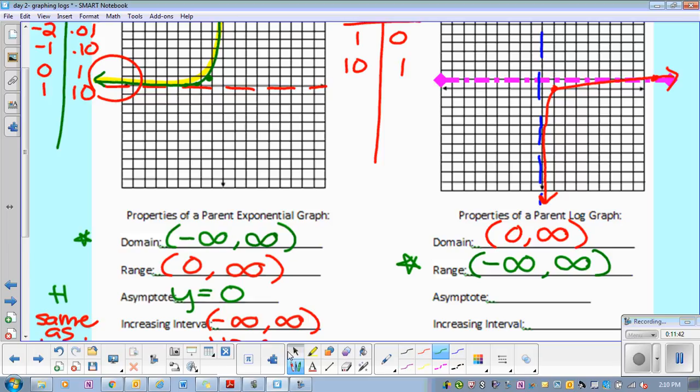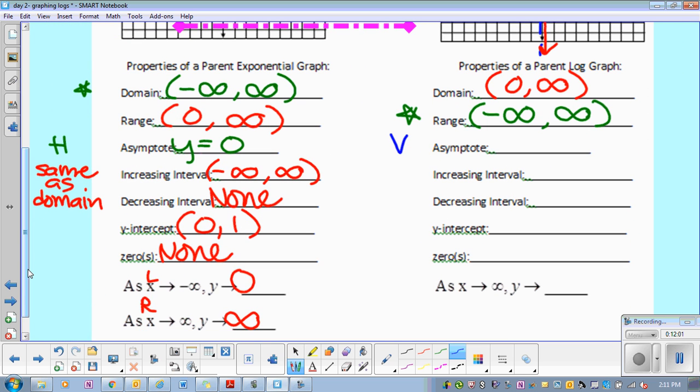Now look at your asymptote. Exponentials had a horizontal asymptote, but logs have a vertical asymptote. And then put vertical. So B is what? Bucks or hoy? Bucks. So the equation of your asymptote is going to be x equals, right? This is x equals 0.